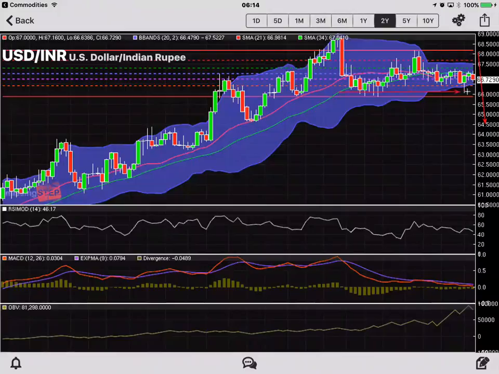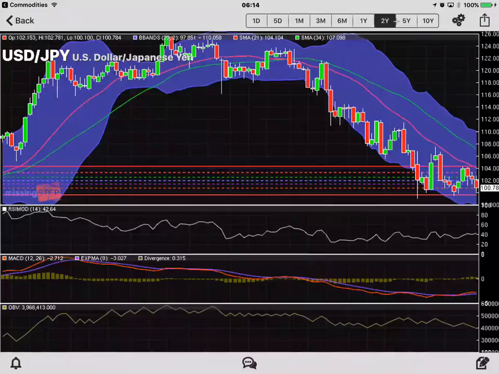Looks like it's headed lower. Japanese yen, we like the long side. Clearing 104 sets up the door. 106, 108. You know, play the evens here. On the downside.